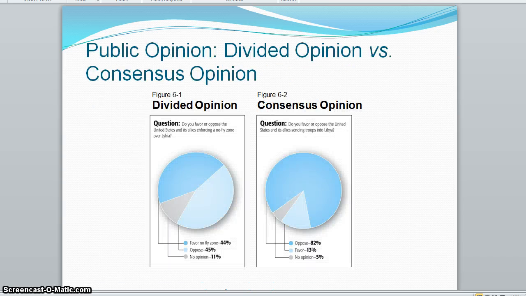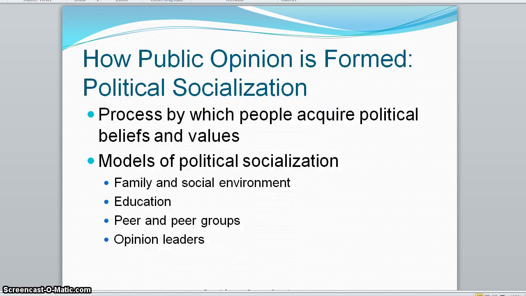We see this in the chart. Divided opinion, we see 44% with one position, 45% with the other. That's divided. Consensus, 82% opposing sending troops into Libya. That's consensus opinion, overwhelming in favor of one position.